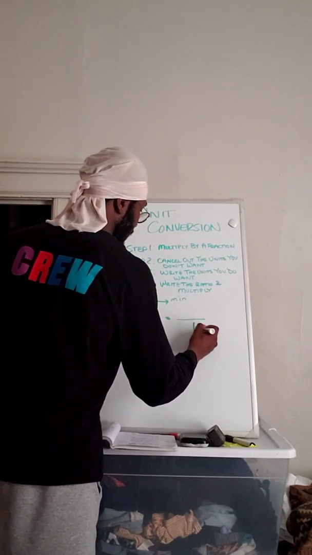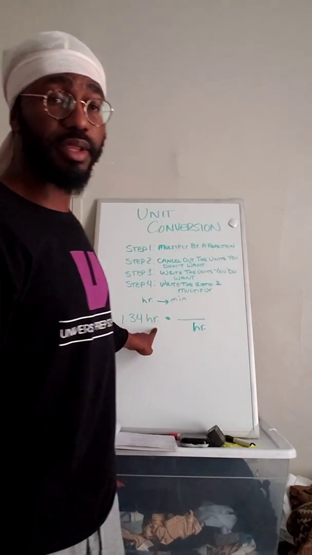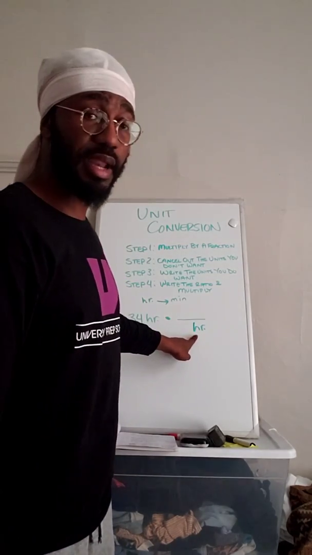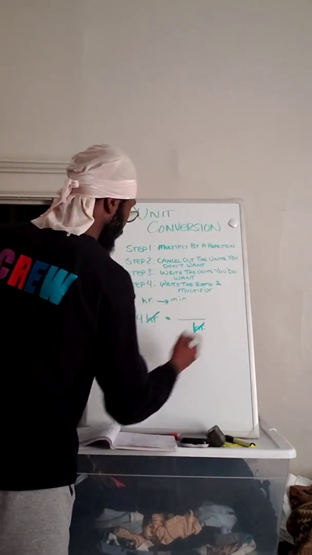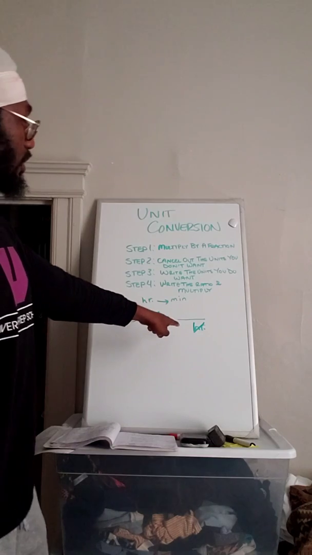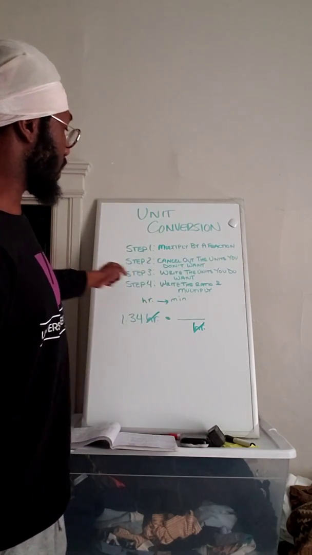So I'm going to try putting it in the denominator. So now if I have hours in the numerator here, and I've got hours in the denominator over here, these will cancel out, okay? And now I was able to cancel out the units that I don't want, step 2.